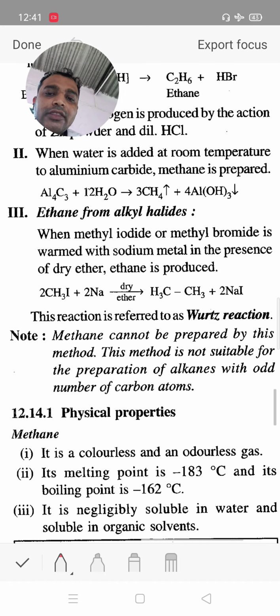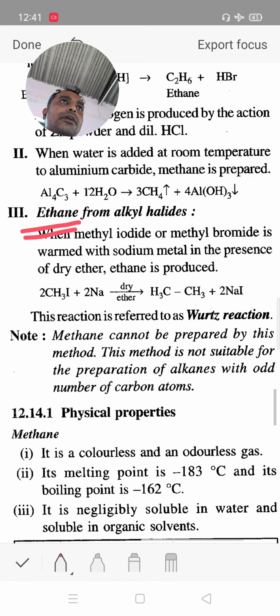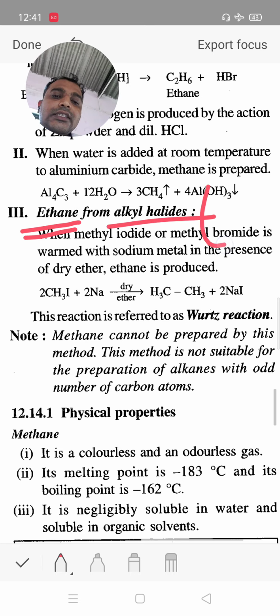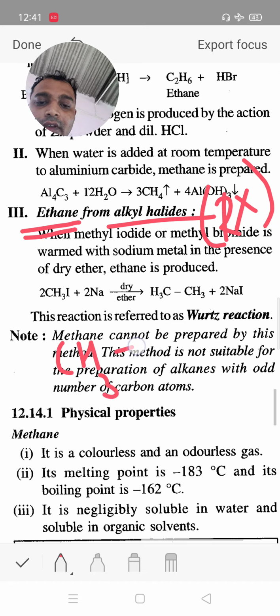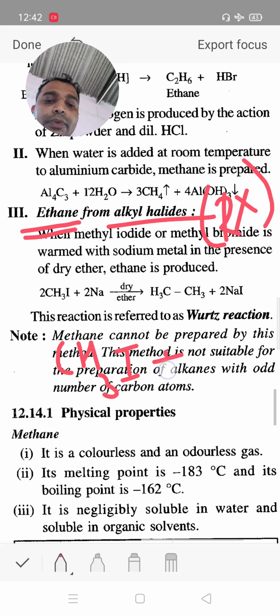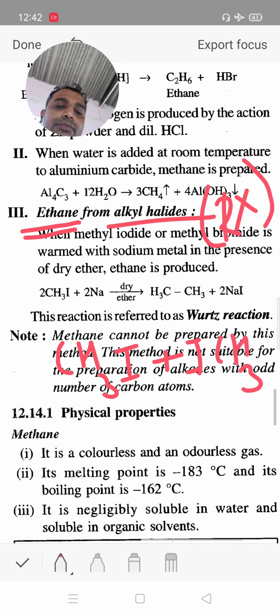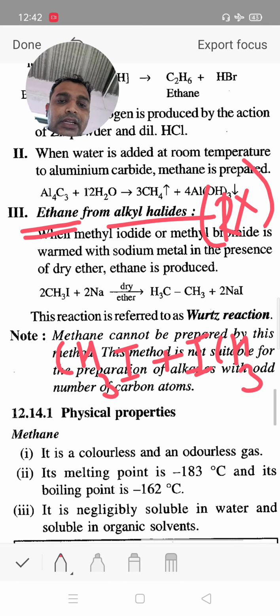Next, preparation of ethane, an alkane compound, from alkyl halide. Alkyl means RX. We use methyl iodide. Methane cannot be prepared by the Wurtz reaction; only ethane, propane and butane are prepared. Methane cannot be prepared by the Wurtz reaction because when alkyl halide reacts with sodium metal, it gives a higher alkane. This is known as the Wurtz reaction.